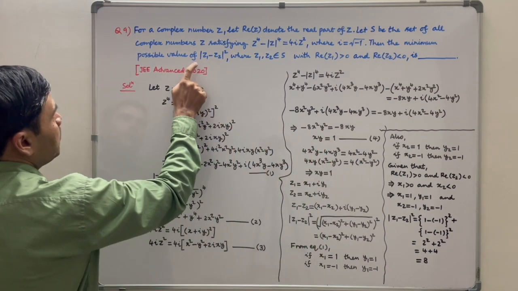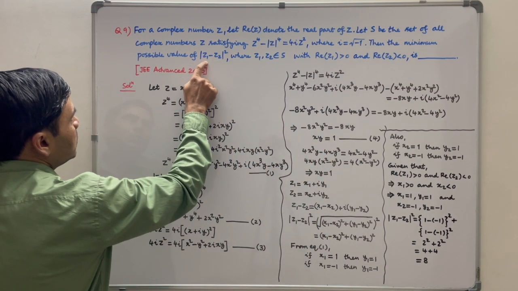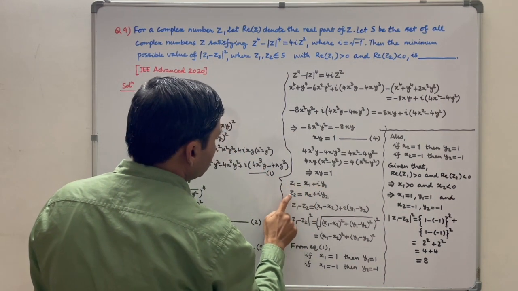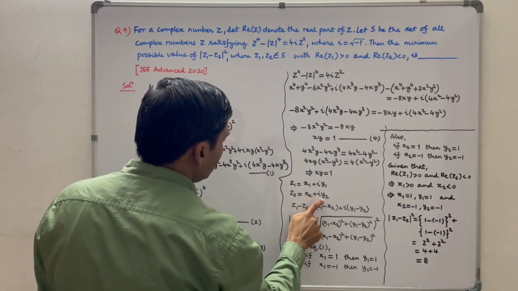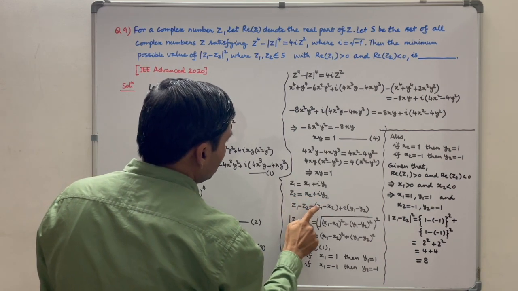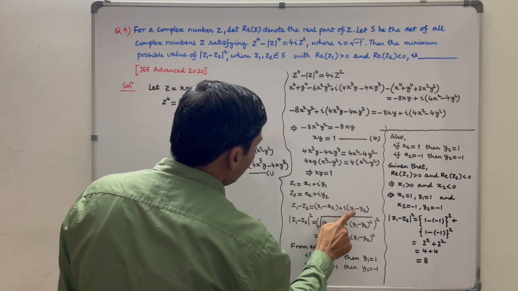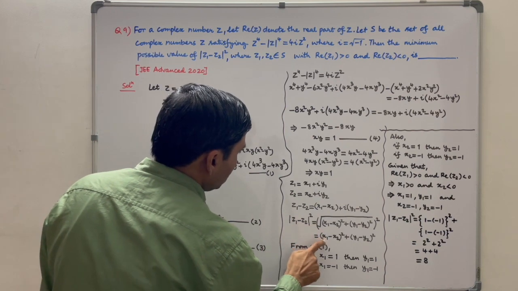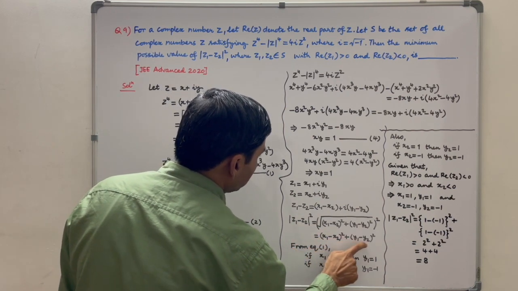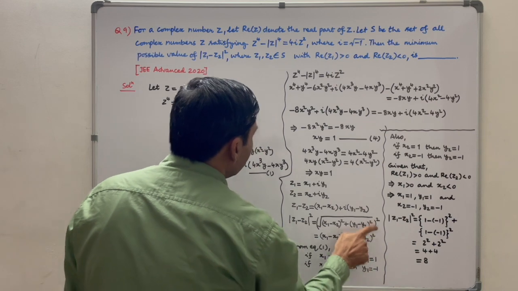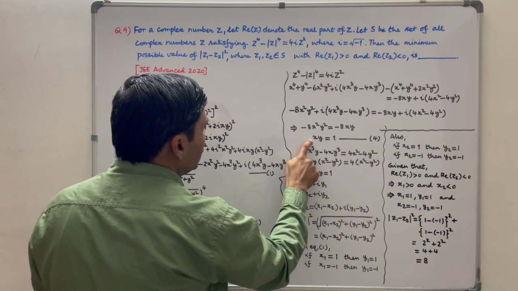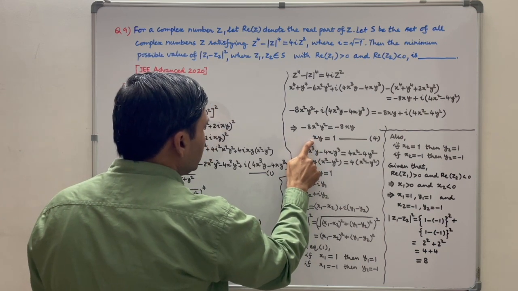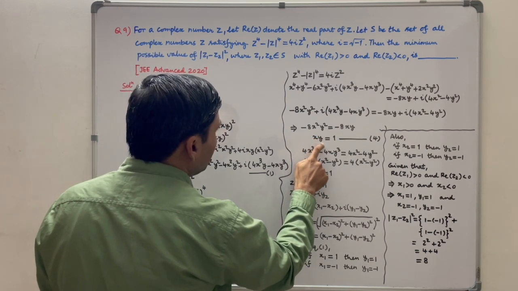We have to calculate the minimum value of mod z1 minus z2 square. Suppose z1 is equal to x1 plus iy1 and z2 is equal to x2 plus iy2. So z1 minus z2 is equal to x1 minus x2 plus i into y1 minus y2. Mod z1 minus z2 square is equal to x1 minus x2 whole square plus y1 minus y2 whole square. From this relation, it is clear that if x is equal to 1, y is equal to 1. If x is equal to minus 1, y is also equal to minus 1.